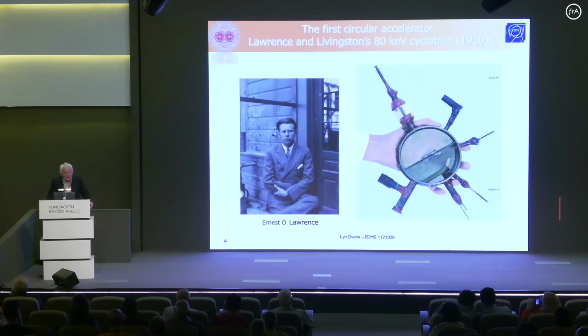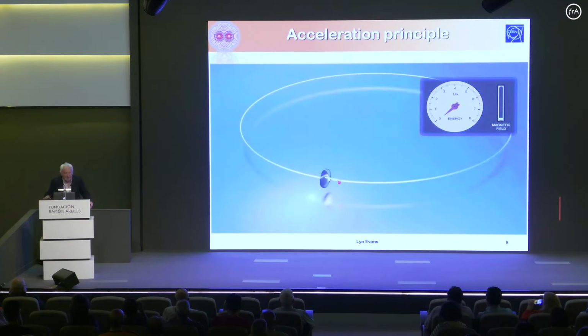Well, this was the first circular particle accelerator from Lawrence in 1930. The LHC is slightly bigger than that. I will tell you very briefly how the principle of acceleration works. It has to be charged particles. You've heard about protons and you've heard about electrons. I will tell you some of the differences in a moment.